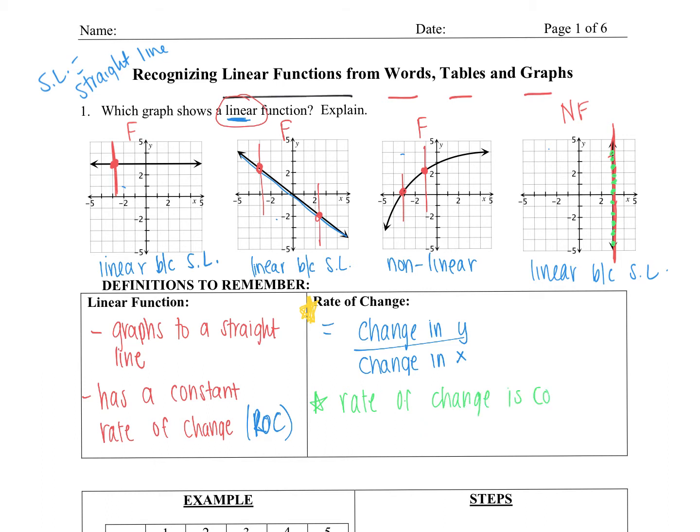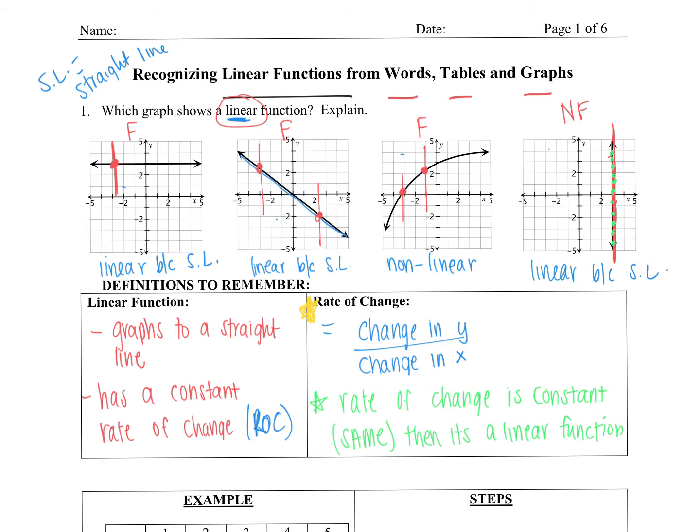So if the rate of change is constant, and another word for constant that is a little bit more familiar to us is the word same, so if the rate of change is the same, then it's a linear function. And I'm going to show you that in a few examples below. Okay, so these are the two important definitions that you need for today's lesson and that you're going to need for the following unit, okay?